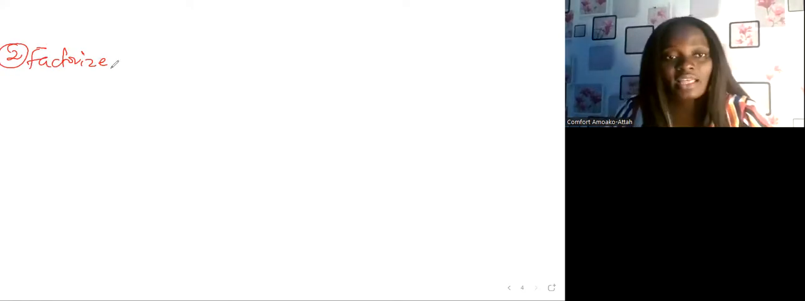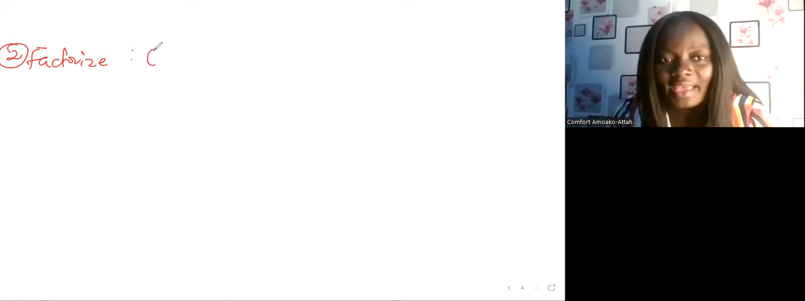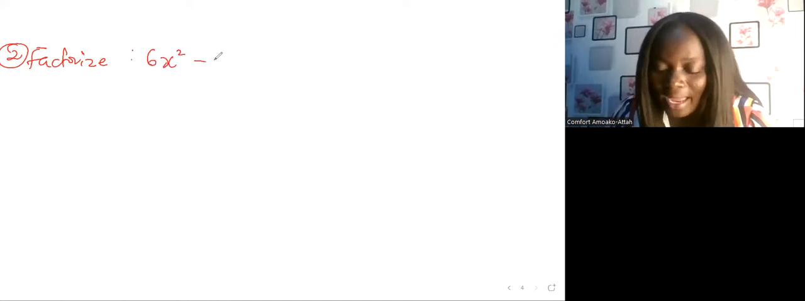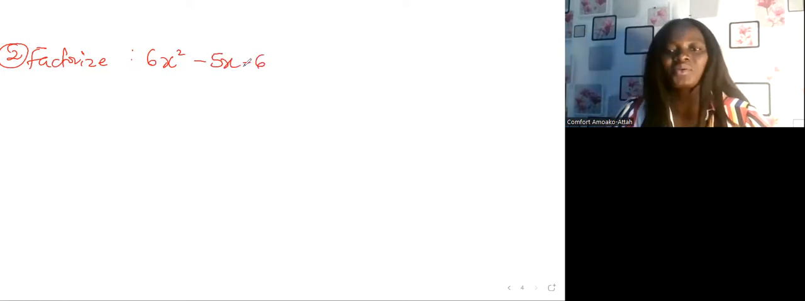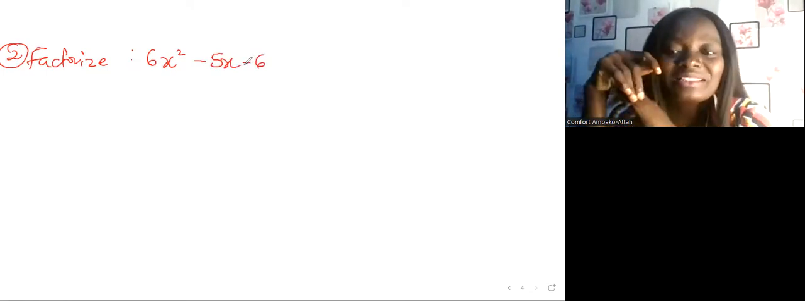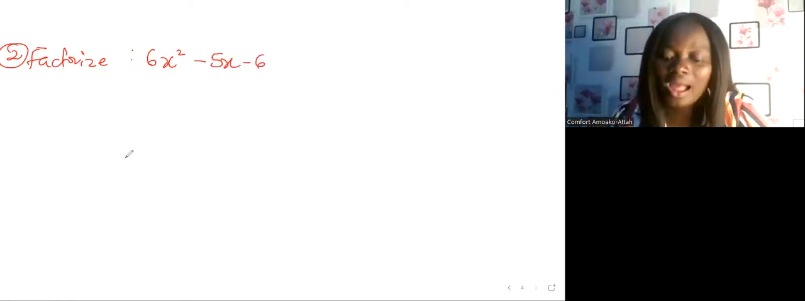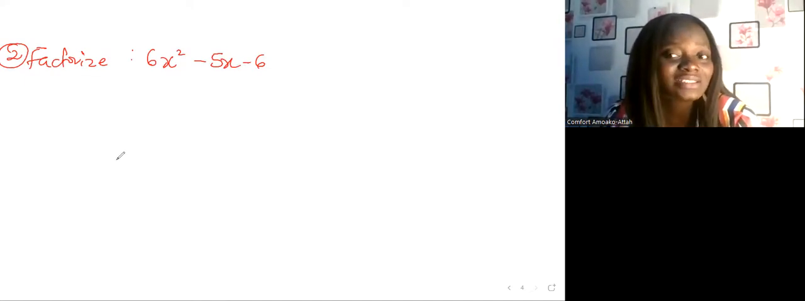Okay, so now let's go to another example. I have the last example for you, then I will give you one or two to solve. Okay, so let's see. Factorize 6x squared minus 5x minus 6. Can someone tell me, this is an example of what?